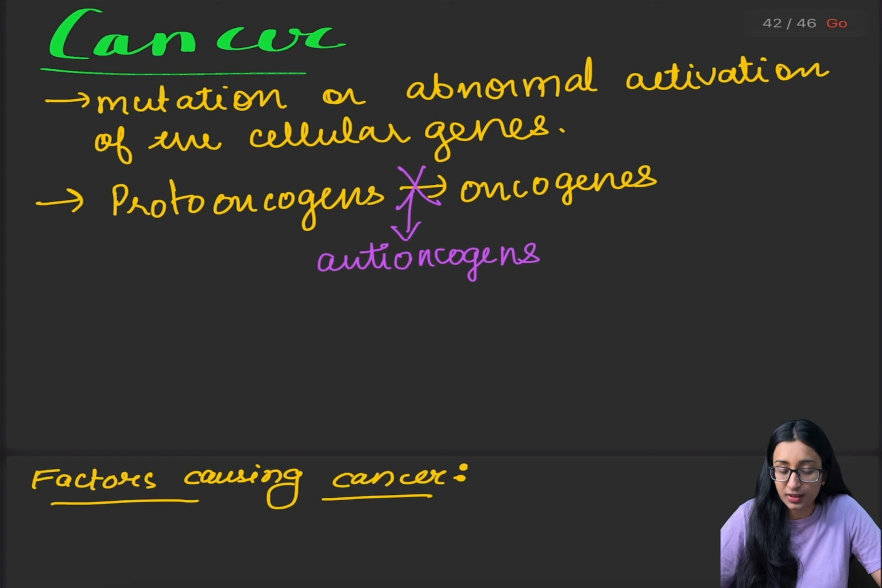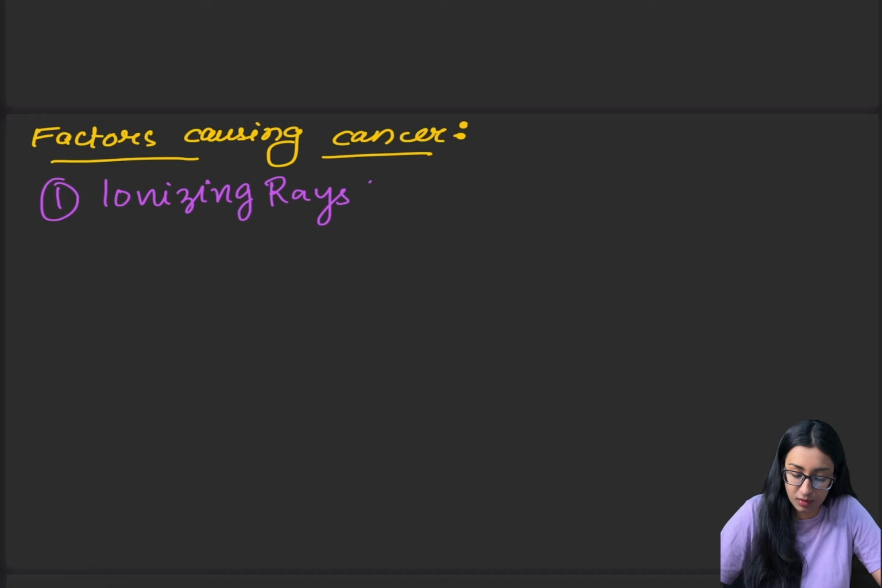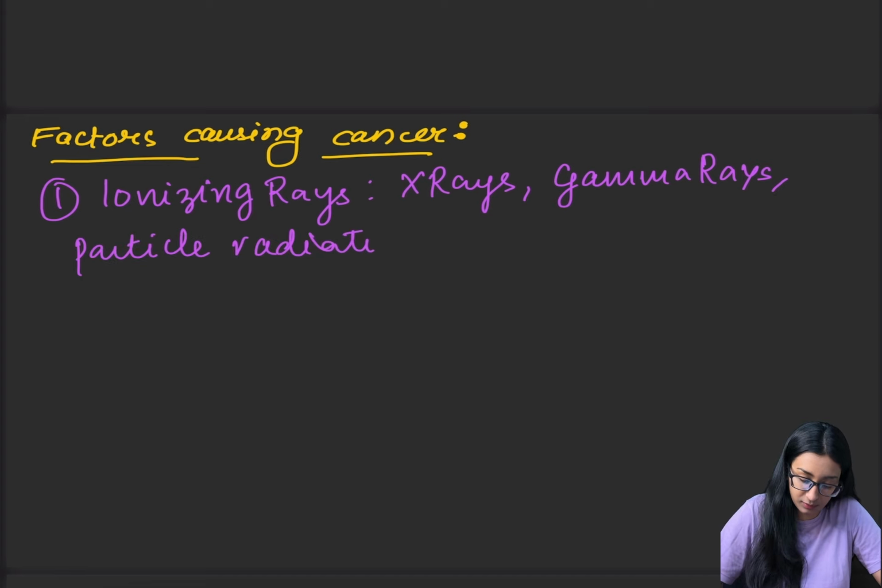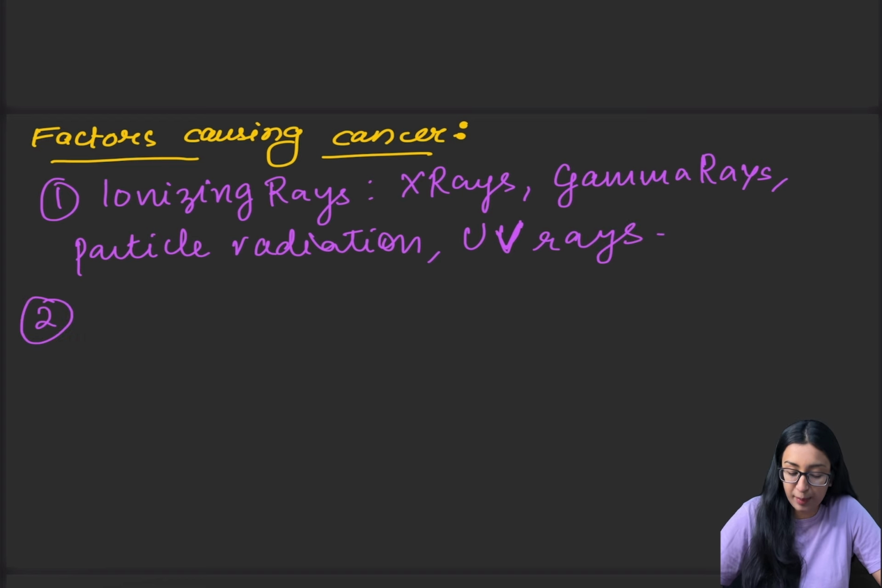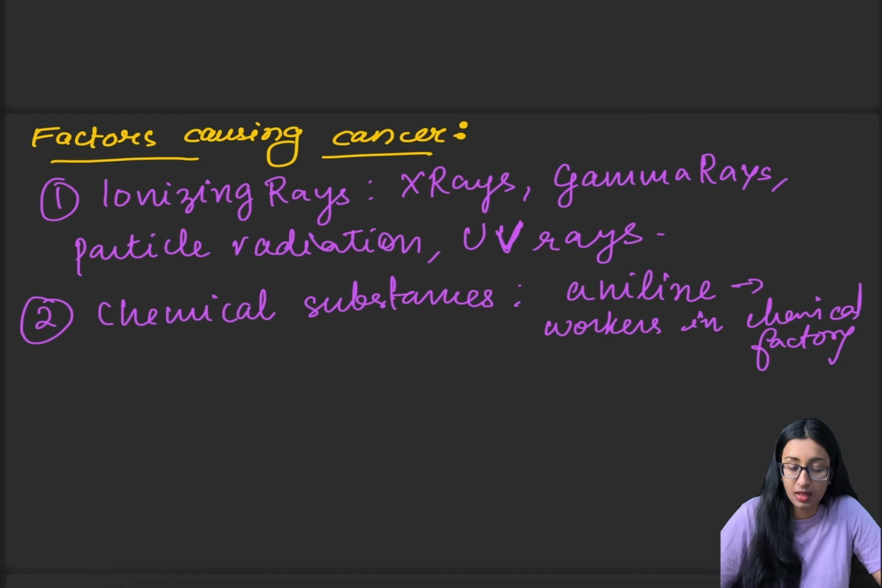There are several factors causing cancer. First is ionizing rays, for example X-rays, gamma rays, particle radiation, and even UV light rays. The second is chemical substances, for example aniline. These are mostly present in the case of workers who are working in a chemical factory. Then there are also carcinogens in cigarettes, tobacco, or cigarette smoking.